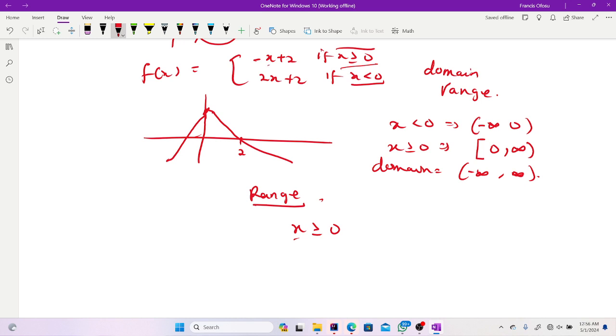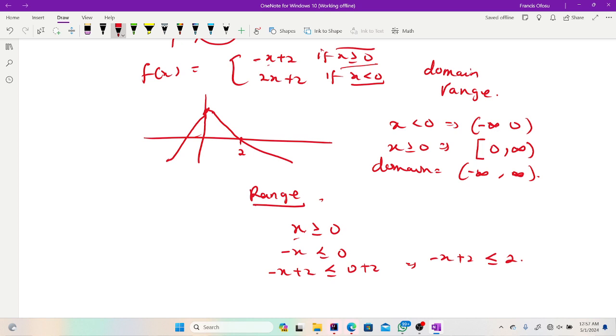To make this x look like what I have here, I'll negate both sides. So I'll have negative x less than or equal to 0. The next thing is I'll add 2 to both sides. So negative x plus 2 less than or equal to 0 plus 2. This gives me negative x plus 2 is less than or equal to 2. So the range of this part alone is anything less than or equal to 2.